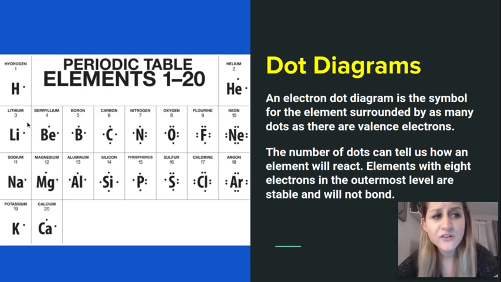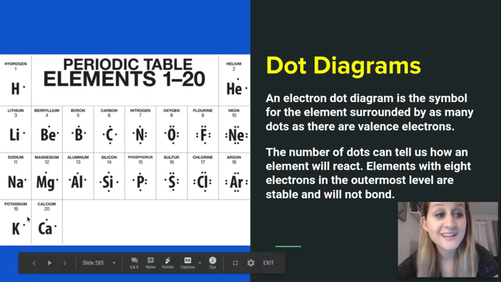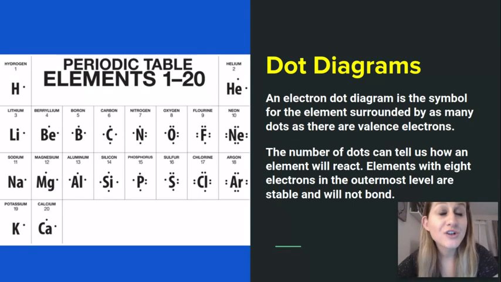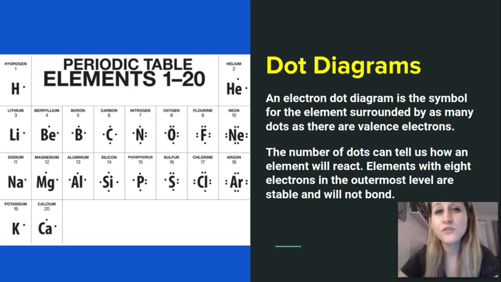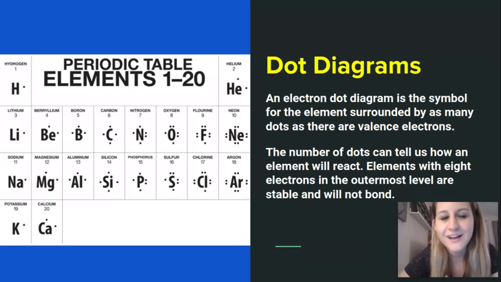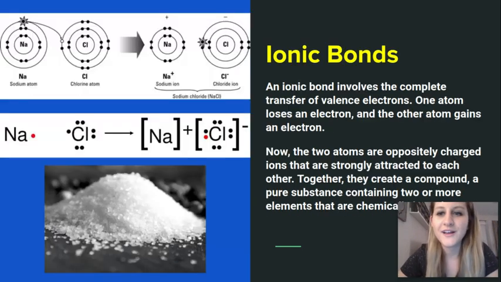If you look on the other side of the periodic table at your alkali metals, they each have only 1 electron. That's it. Just 1 electron in their outermost energy level. They're going to try to get rid of that electron, because sometimes it might be easier to lose an electron than to try to gain like 7 electrons to become stable. So let's talk about what this is called. This would be called an ionic bond. An ionic bond involves the complete transfer of valence electrons.